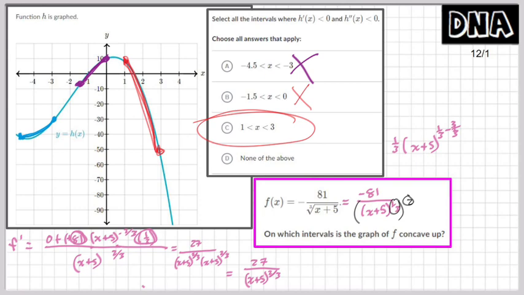We don't need f prime, though. We need f double prime. All right, that means we have to do this one more time. Okay. What's the derivative of 27? 0. 0 times the bottom is going to be 0, so I'm not going to write anything else for that.